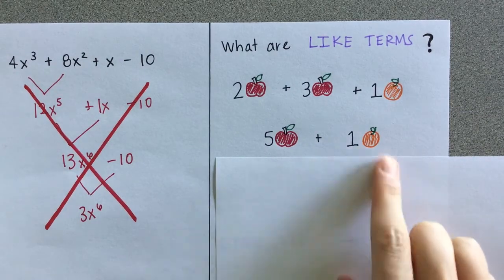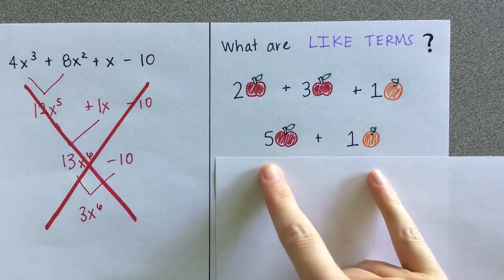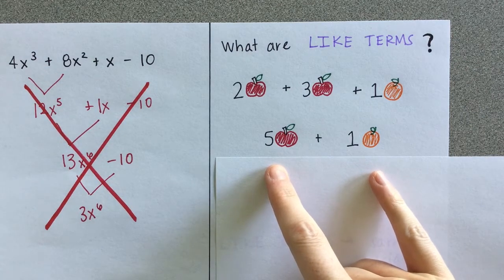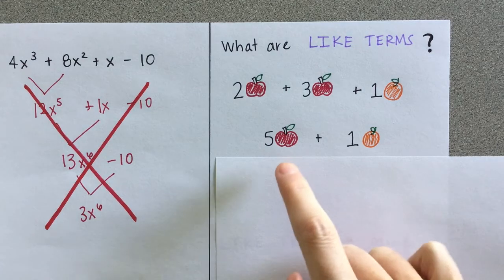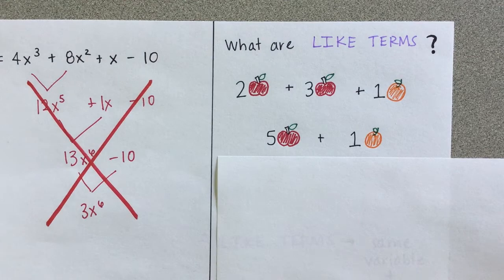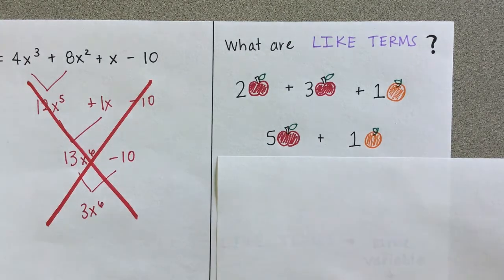So then can we add these together anymore? Are these alike? If we combine these together, would we end up with 6 of some other kind of fruit? Well, no, that wouldn't make sense, right? We can't combine 5 apples with 1 orange. They're not going to combine to form 6 of something else. And so this equation is written as simply as it can be. We can't combine these anymore.